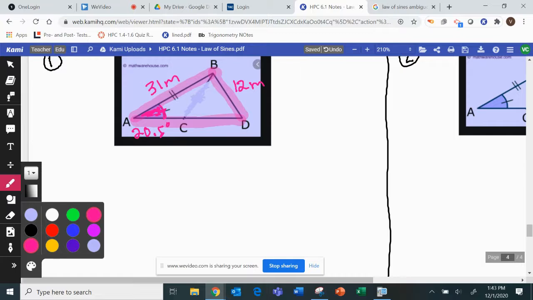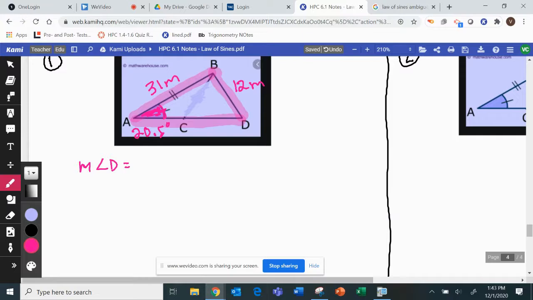What do we got to find first? Angle what? D? Okay. Oh, so I'm going to have to use law of sines because we don't know the other angle. So we're going to do sine of 20.5 divided by 12 is equal to sine of angle D divided by 31.